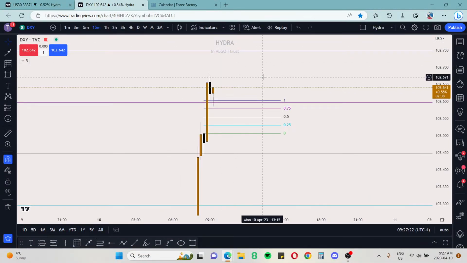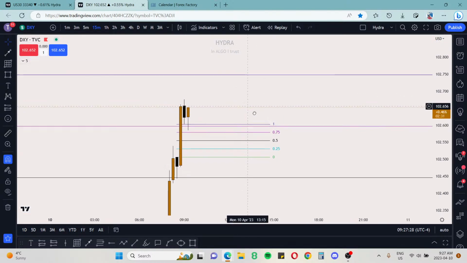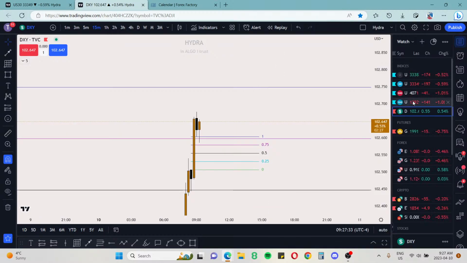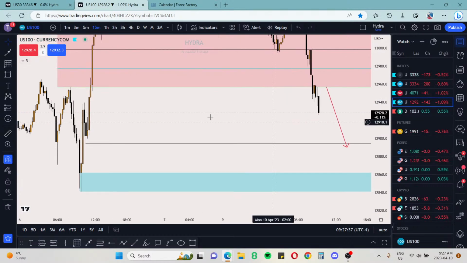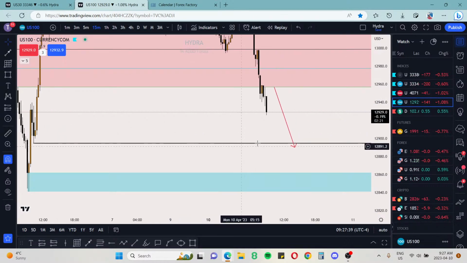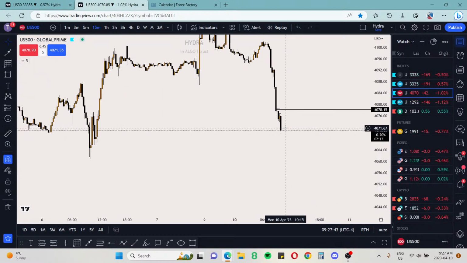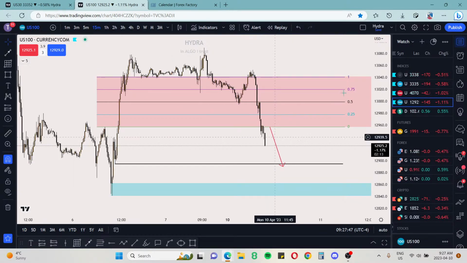Let's look at DXY. What do you see DXY doing? DXY is moving aggressively towards the upside, right? So I want to see DXY remain heavy towards buy side. US 100 is doing the exact thing I told you. US 500 same. So we are looking at US Nasdaq.